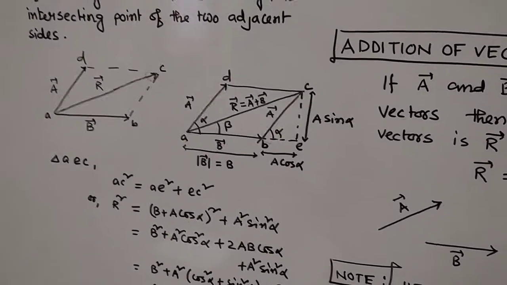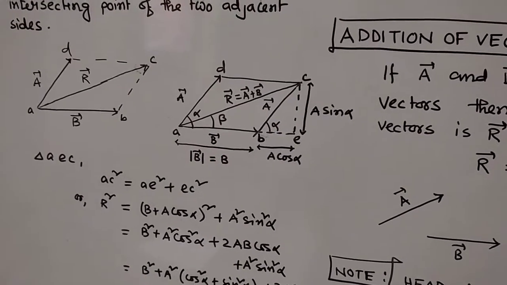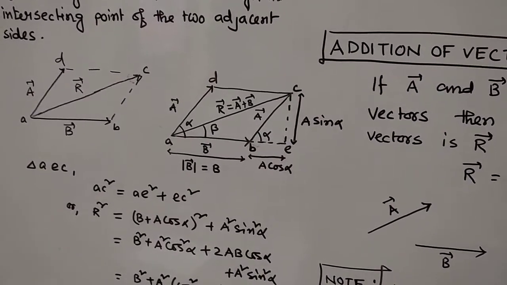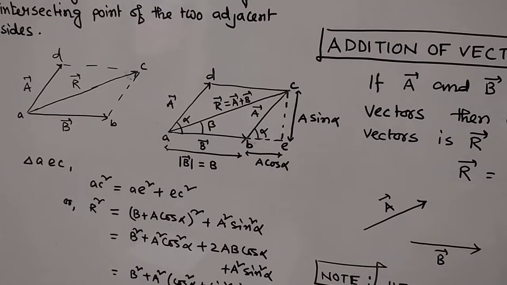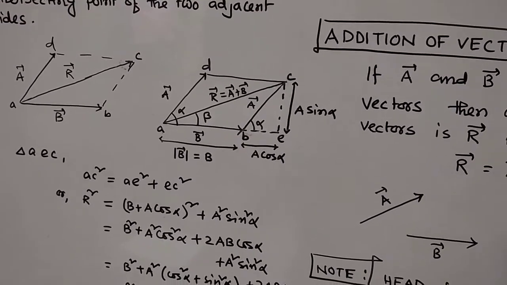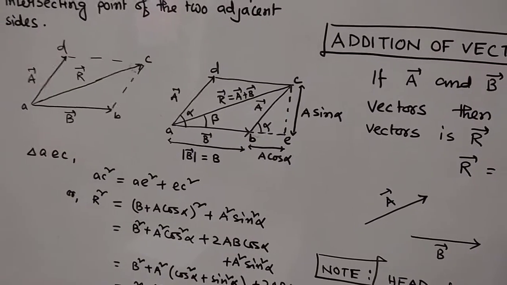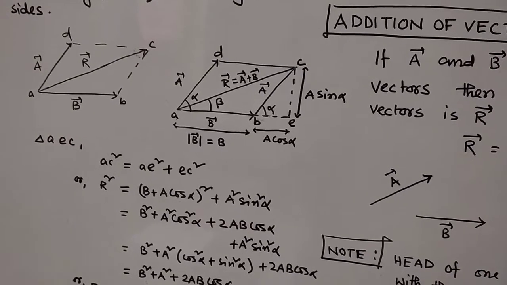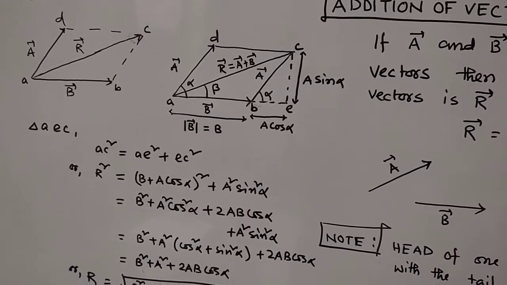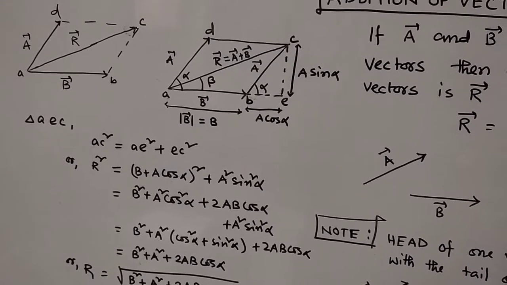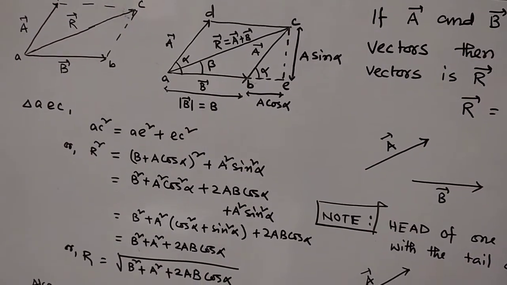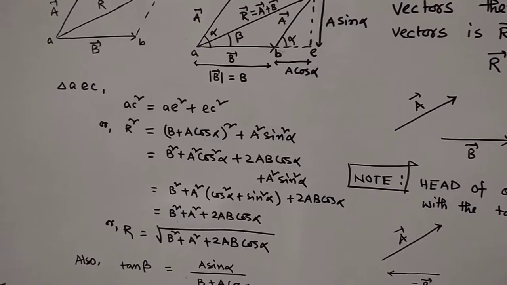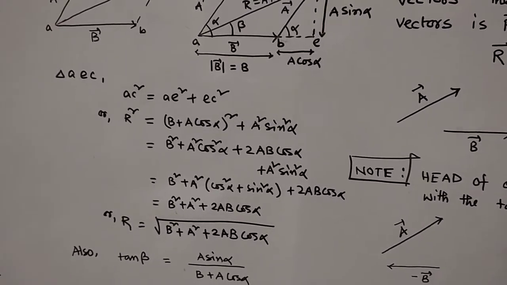Now AC is your length, so R is your magnitude without any vector notation on top. So R square equals AE, which is AB plus BE. AB is B and BE is A cos alpha. So (B plus A cos alpha) whole square, and EC is A square sin square alpha. Expanding, B square plus A square cos square alpha plus 2AB cos alpha plus A square sin square alpha. So B square plus A square (cos square alpha plus sin square alpha) plus 2AB cos alpha, which is B square plus A square plus 2AB cos alpha. So R equals root over B square plus A square plus 2AB cos alpha.